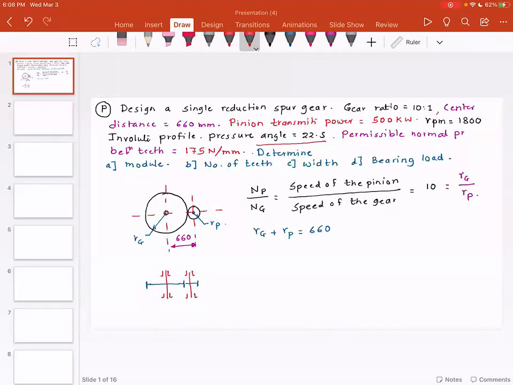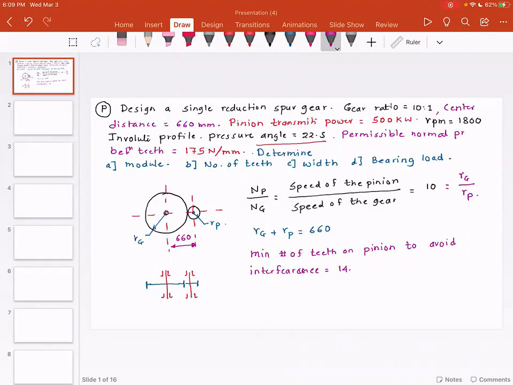But we need to make sure that the minimum number of teeth on the pinion is maintained so that there is no interference. And at this point, I would encourage you to go back to the table that we discussed in last class, wherein we suggested the minimum number of teeth to avoid interference. If you follow through the notes from last class, you would observe the minimum number of teeth on the pinion to avoid interference is 14.